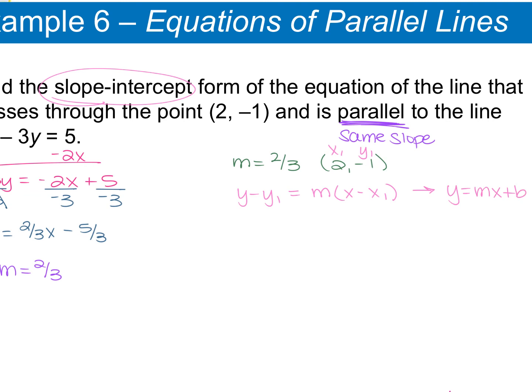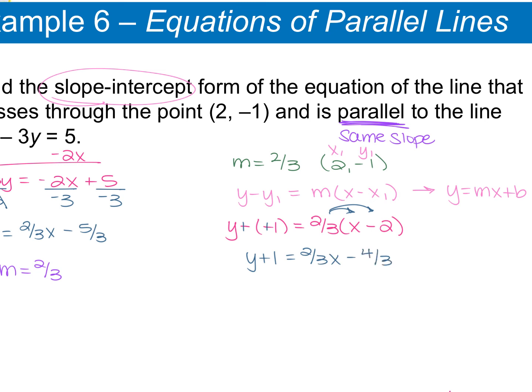So use that y minus y1 is equal to m times x minus x1 and plug in those values. So this is going to give us y minus -1 is equal to 2/3 times x minus 2. The double negatives turn into positives, so that's going to be y plus 1. You're also going to distribute that 2/3 into the set of parentheses with the x minus 2 to give us 2/3 x minus 4 over 3.